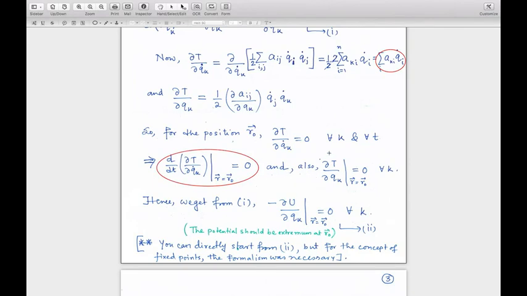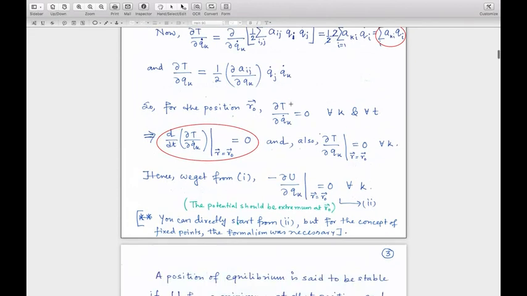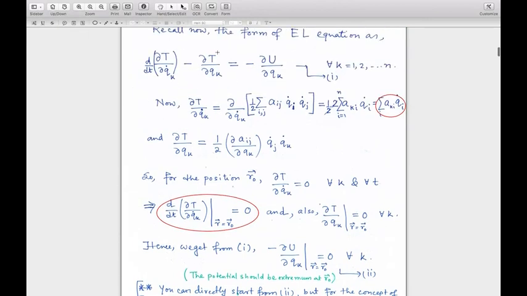And this is also 0 for the simple case that it is evaluated at r equal to r0, where q̇_i q̇_j are 0 at all instants. So finally I can say that if r equal to r0 is the position of equilibrium, then both of them will vanish.